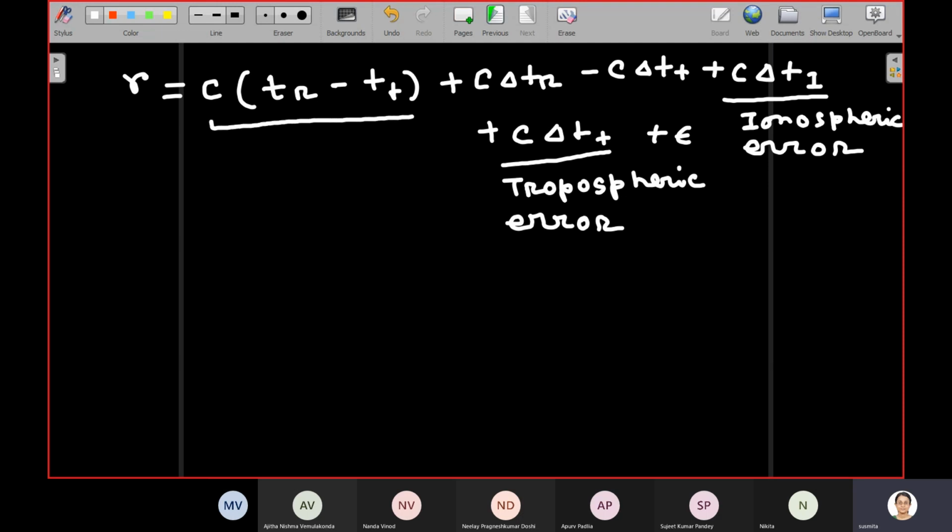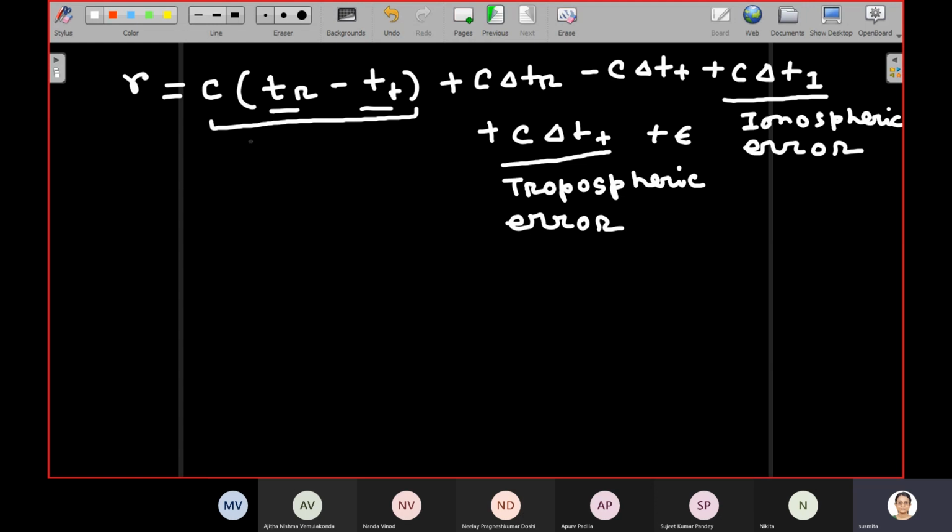So this is nothing but the geometric distance between the satellite and the user. Had there been no atmosphere, the signal would have traveled at the speed of light in a vacuum and it would have reached the user at the end. It is the actual signal transmission time. So differencing the two terms and multiplying with the speed of light will give the geometric distance. The Earth rotation rate also comes into the picture, but we will not go into that.